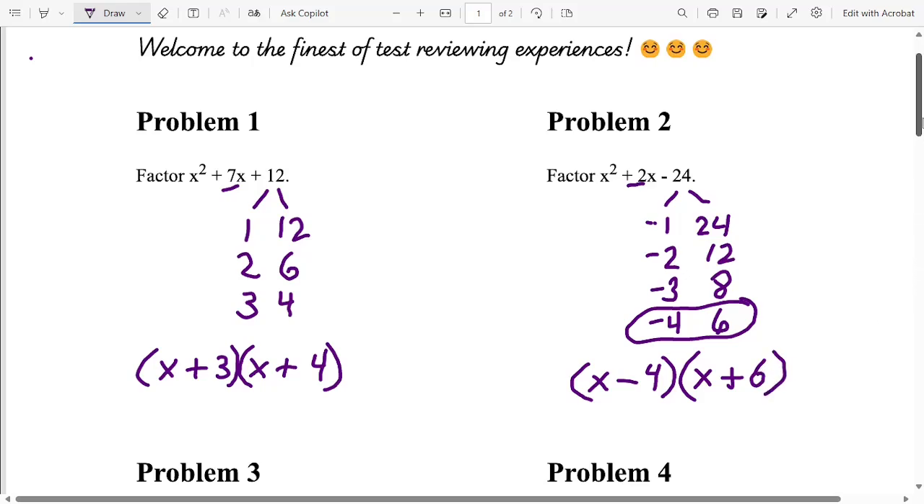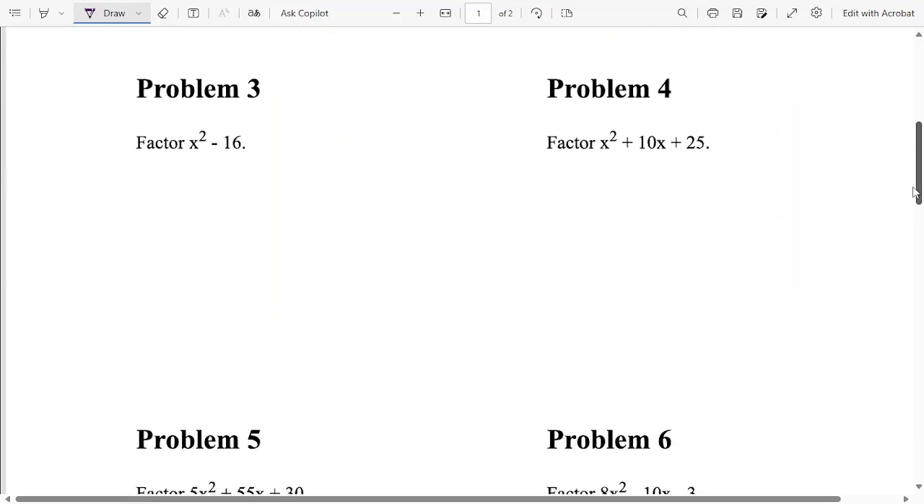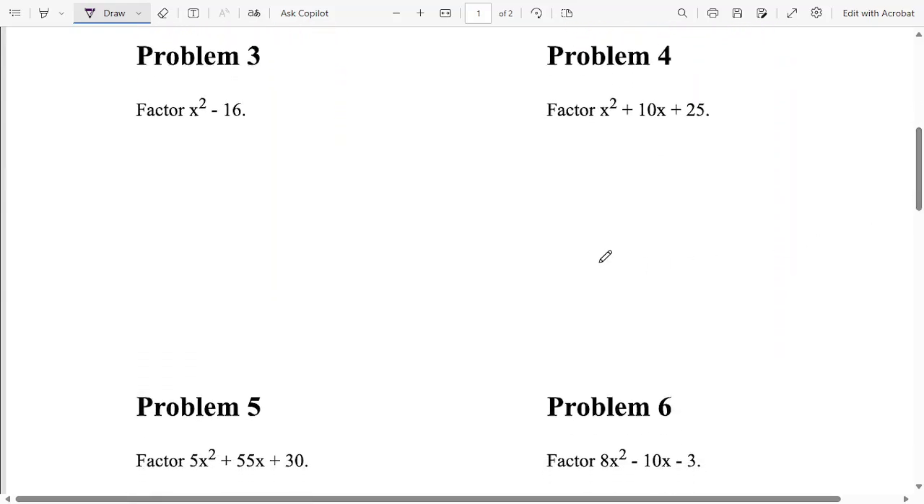Okay, let's go to problems 3 and 4. All right, problem 3, we're factoring x squared minus 16. This is a difference of squares problem. So we take the square root of 16, which is 4, and it factors into x plus 4 times x minus 4.